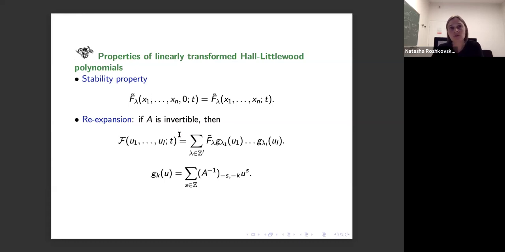Also, we talked about re-expansion. Our new polynomials will come out of the generating function for Hall-Littlewood polynomials, which is well known. But we just have to take a new basis for this formal distribution. So we have to do something like this.